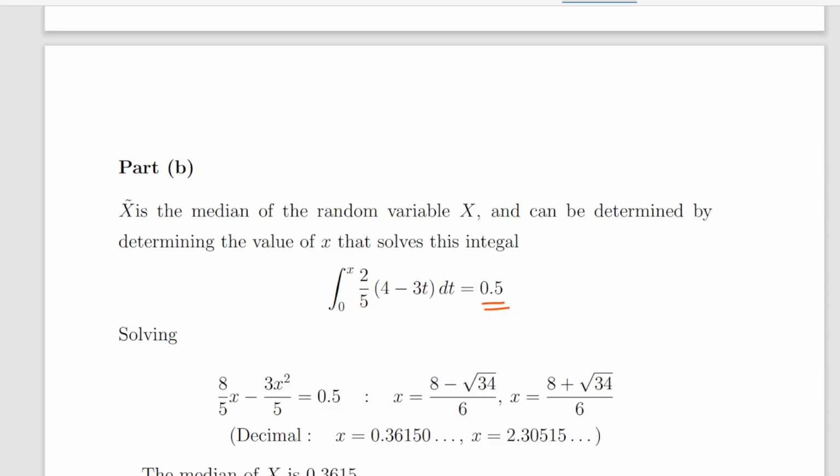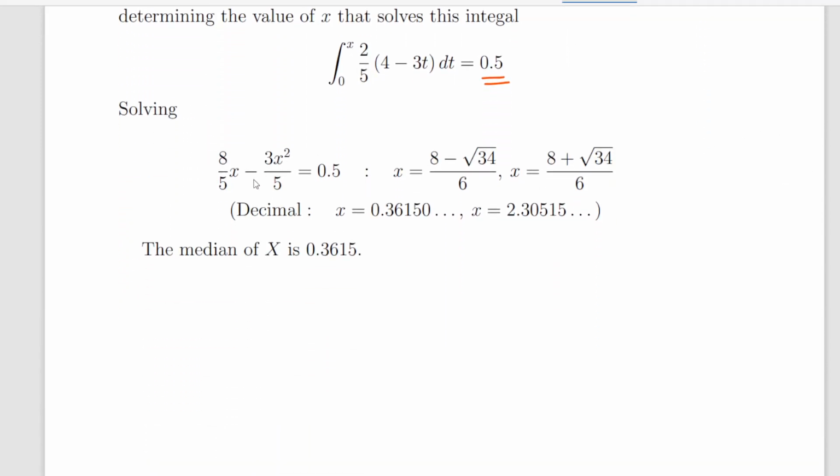Now, we're going to have a quadratic expression here. When we work this out, it will result in this expression here. 8 over 5x minus 3x squared over 5 equals 0.5. Now, essentially what I'm going to do is re-express that, and it turns into a quadratic expression with the following roots. Now, let's evaluate both of these. Essentially, this would be the minus b plus or minus the square root of b squared minus 4ac, all over 2a formula. And that will give us these roots here. Now, we evaluate both of them. x equals 0.3615 and x equals 2.305.